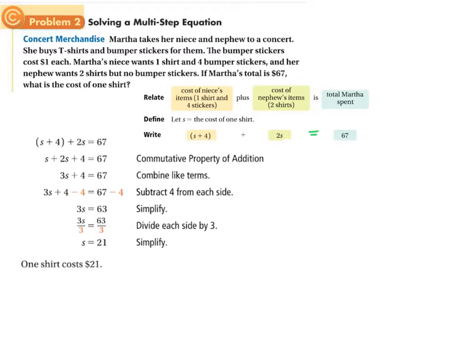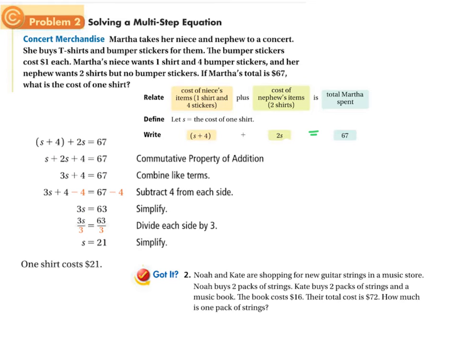Now I'm going to let you decide whether you want to try the proof on this or not. I'm going to not do it for the sake of time for your video length. Here is your got it problem. Good luck.